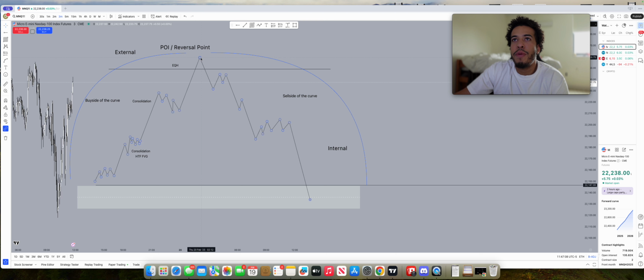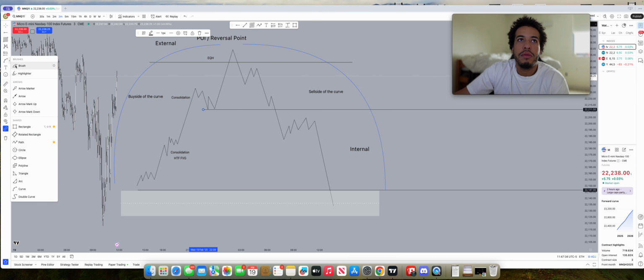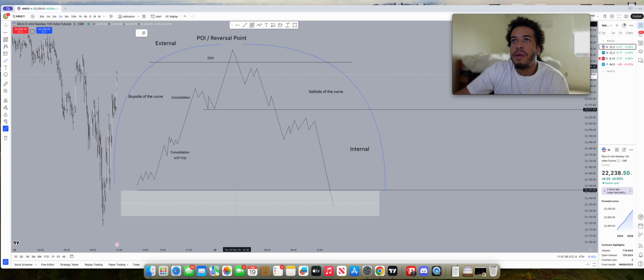Like this is a point of interest. So for example, how I would play this if I was trying to catch the sell side of the curve, I'd be like, okay, I'm going to see the external liquidity get ran, and then I'm looking for something lower. I'm looking for some sort of internal liquidity. Let's say right here, there's equal lows, right? So we left equal lows down here. Let's say I'm trading at this time right here, 2:30, right?